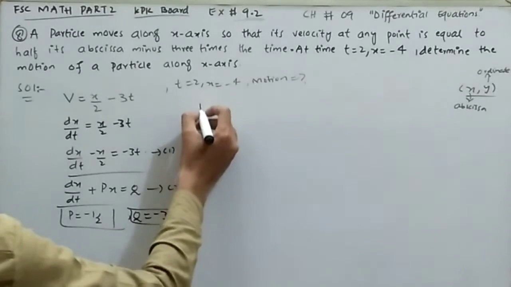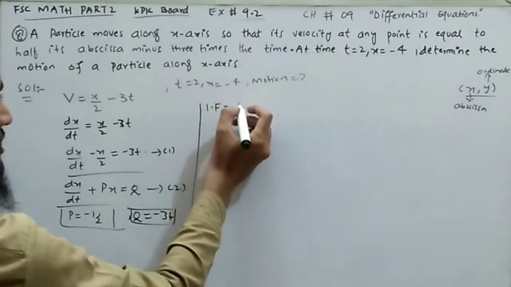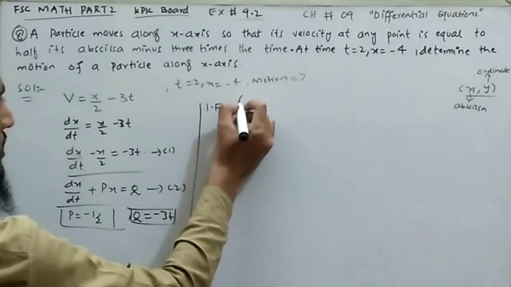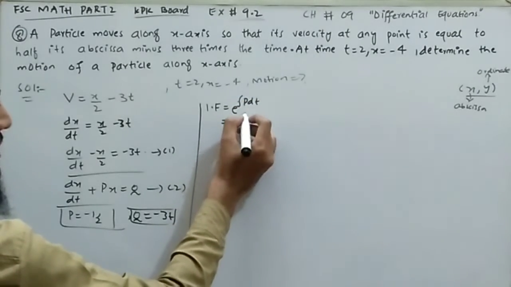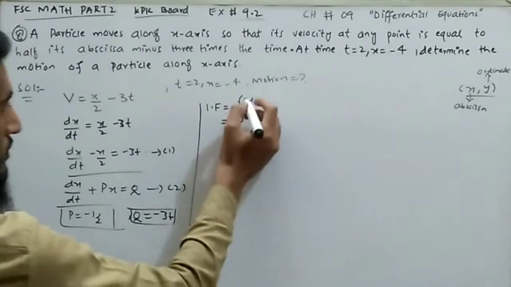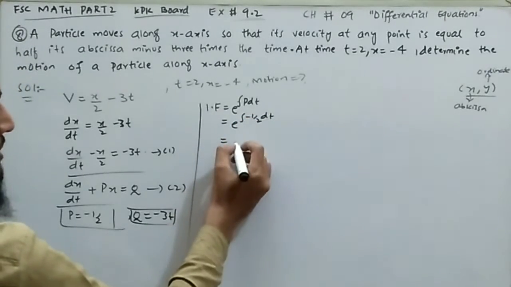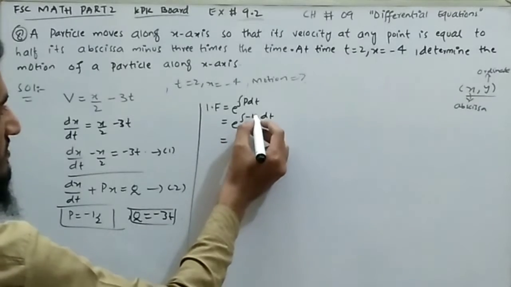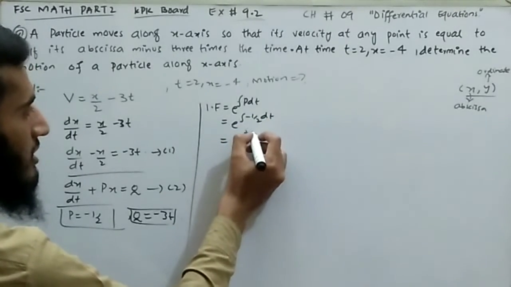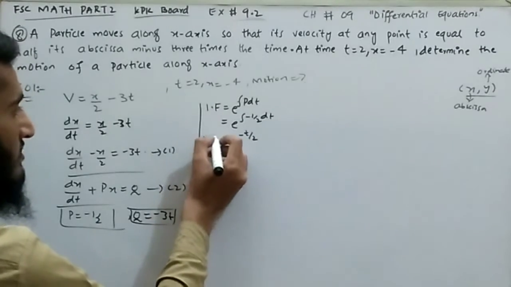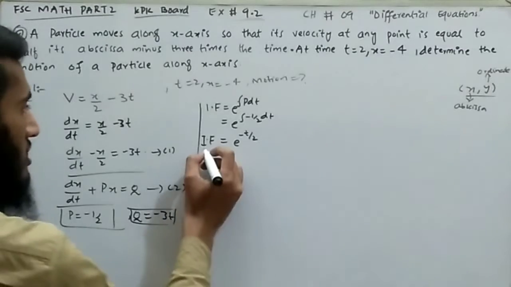So over here first we will find the integrating factor. Integrating factor is equal to, this is the formula, e power integral of p dt. P is minus 1 over 2, so it becomes minus 1 over 2 dt. So by solving this it becomes e power minus 1 over 2 is a constant, integration of dt is t. It becomes minus t by 2. This is integrating factor. Now how can we find the solution to this type of differential equation? This is the simple formula.